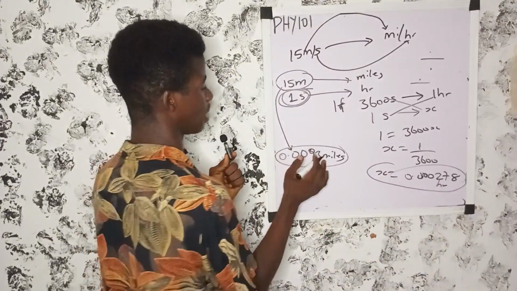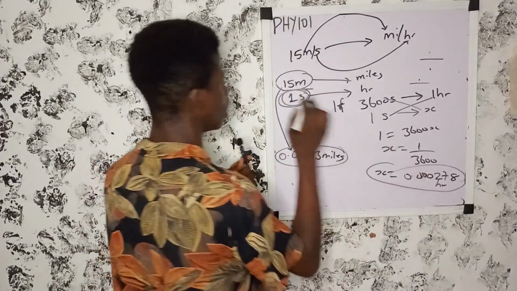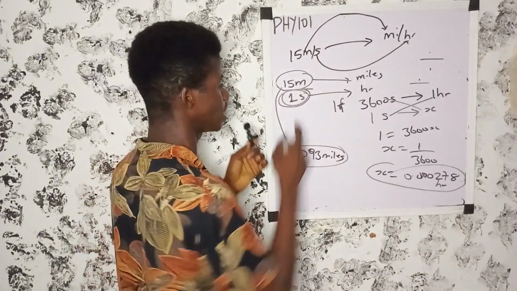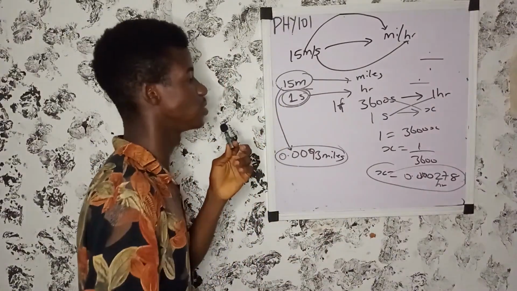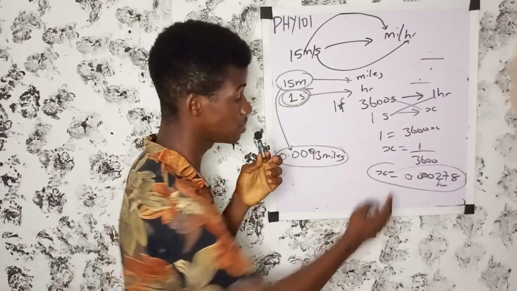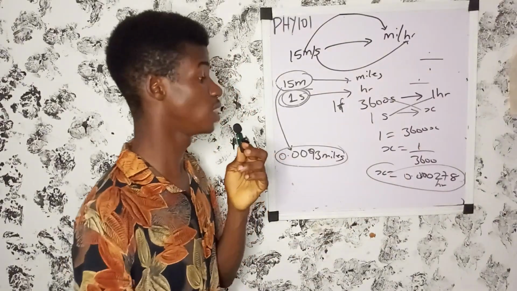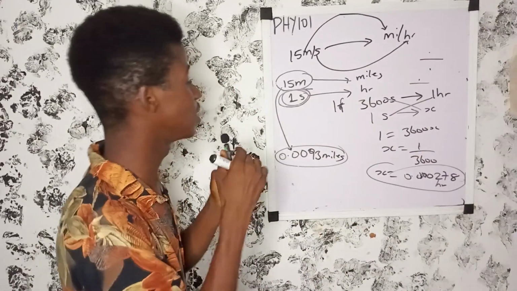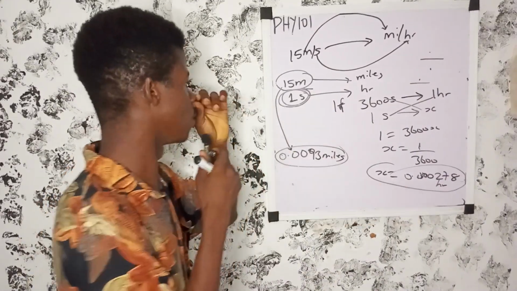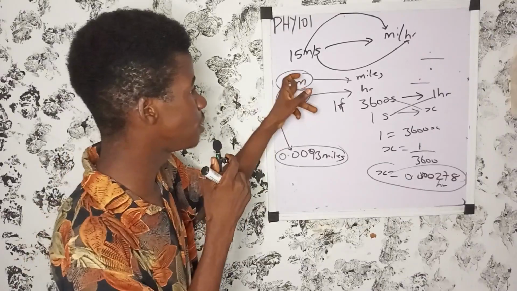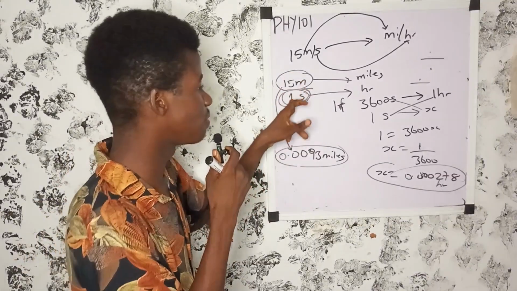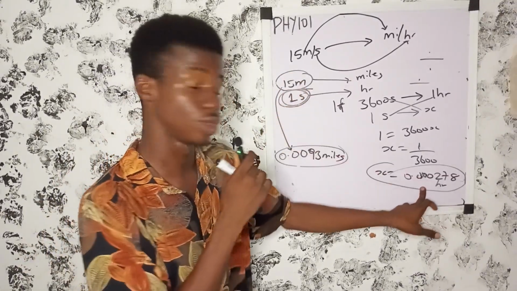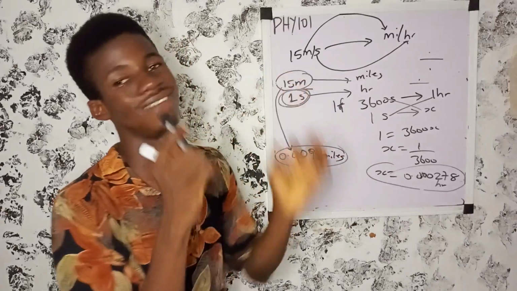So we have gotten our miles and we have gotten our hours. We converted 1 second to hours. This means that there are 0.000278 hours in 1 second, which shows that it's very, very small. So we have converted our 15 meters to miles. Then we have converted 1 second to hours. Now we will divide our answers.